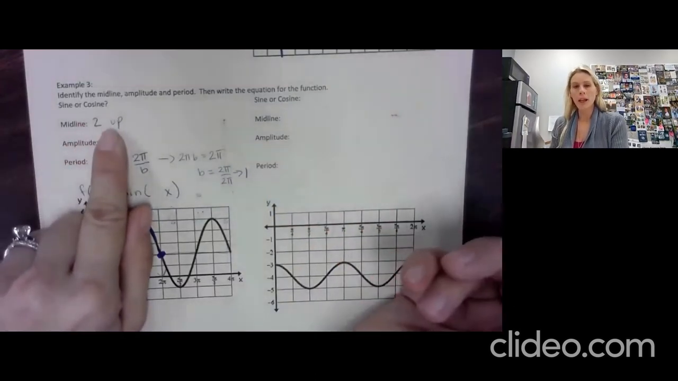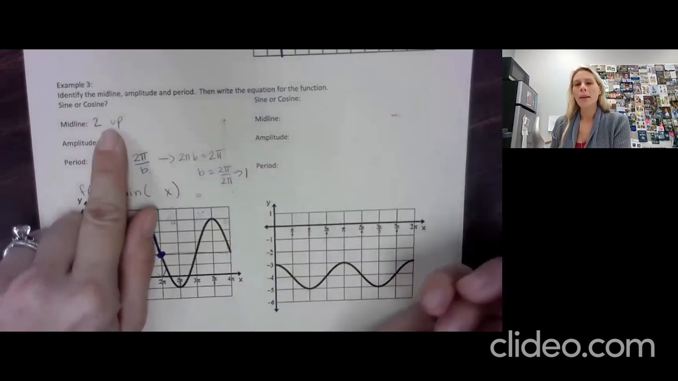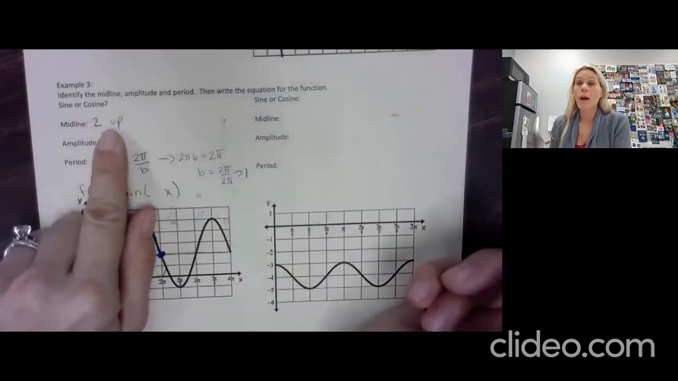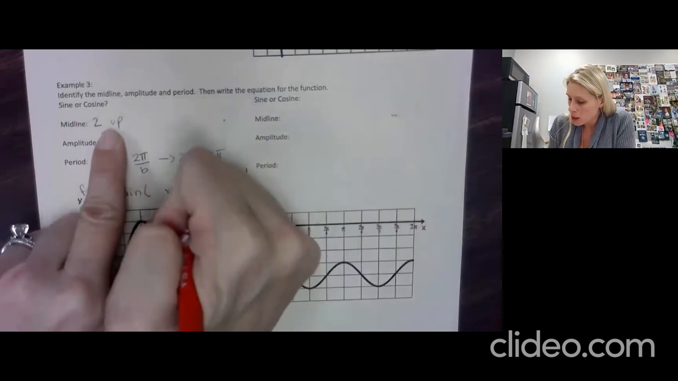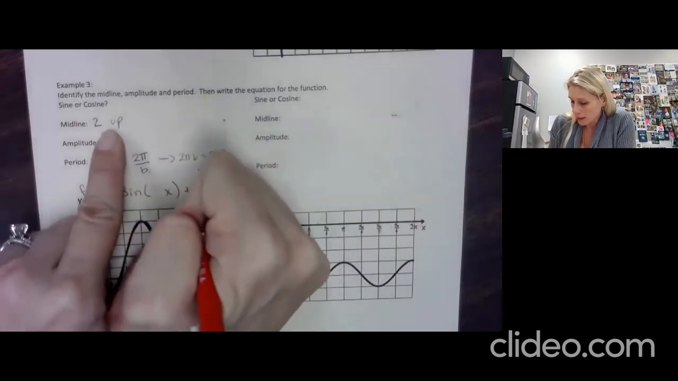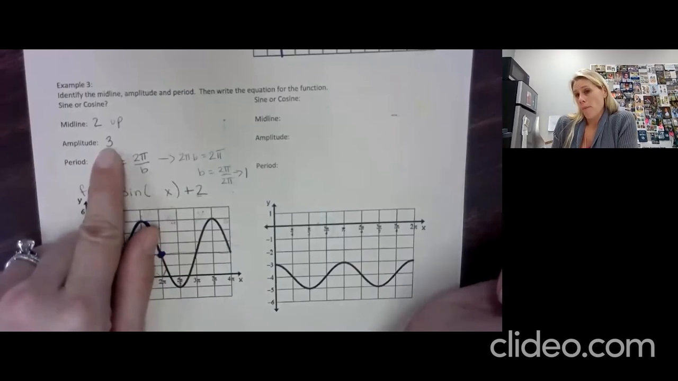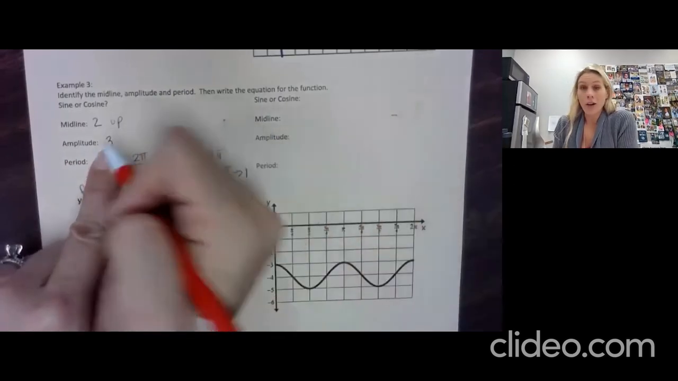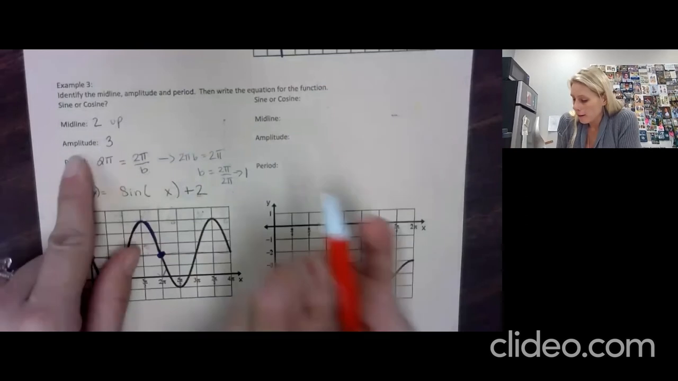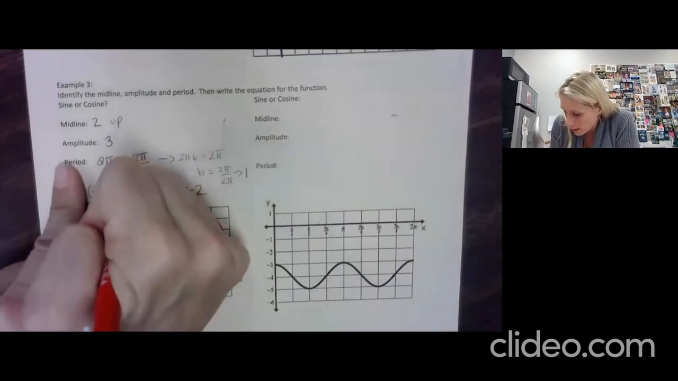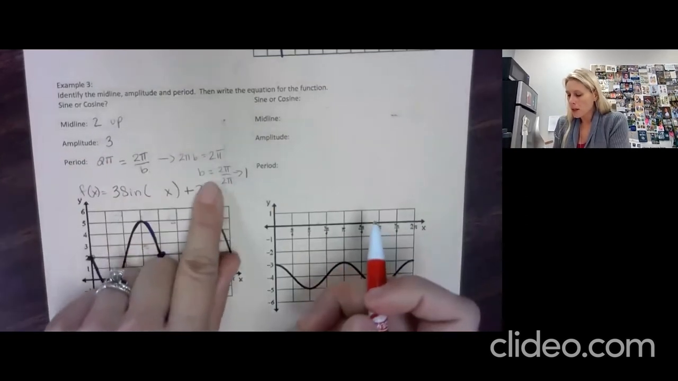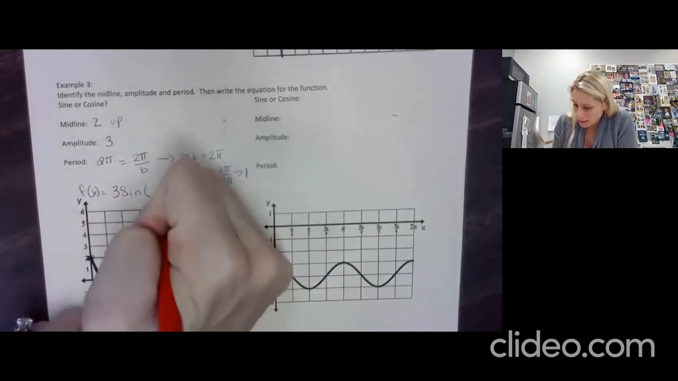So let's put these numbers in. So we're going up 2 for the midline. Where does the midline happen in our equation? If you go back to that first page, that's what we add or subtract on the outside there. Where does the amplitude come from? Well, that is our A, the great thing, amplitude A, right? And A is in front. And then our B is what goes in front of x.